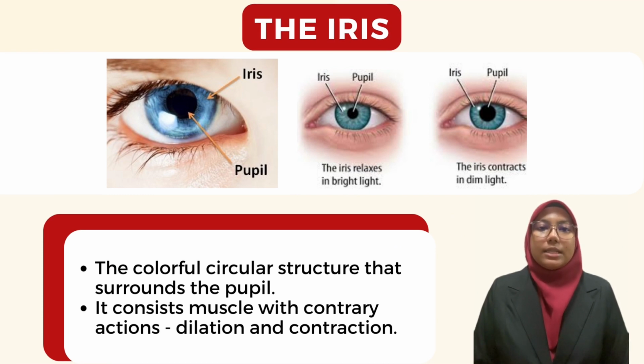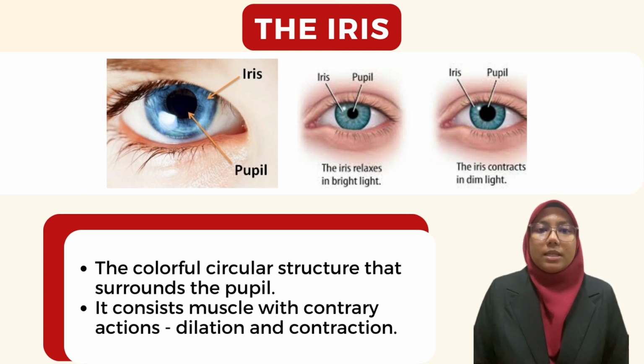The iris is the colorful circular structure that surrounds the pupil. It consists of two sheets of smooth muscle with contrary actions, which are dilation and contraction. These muscles regulate the size of the pupil and determine how much light enters the retina.